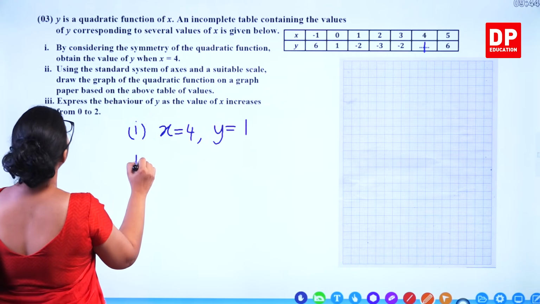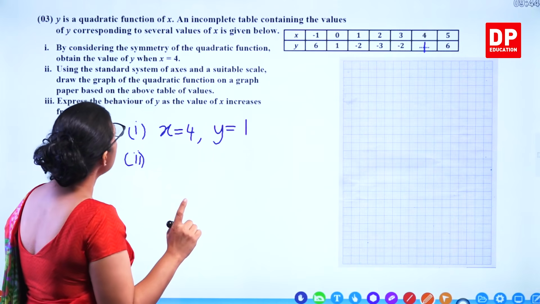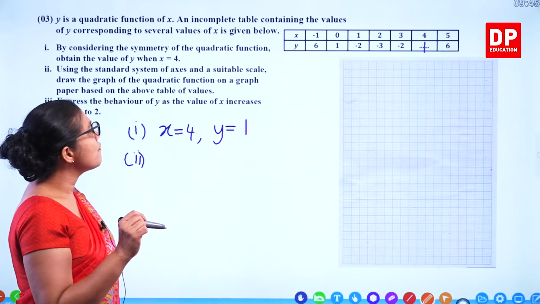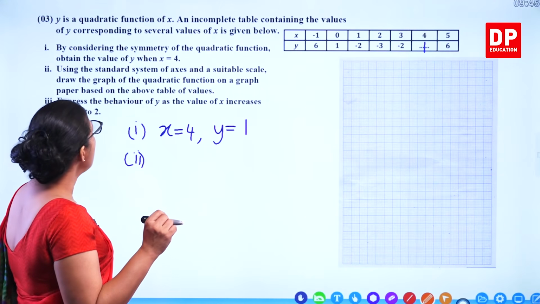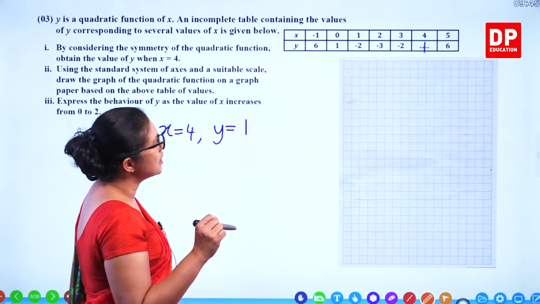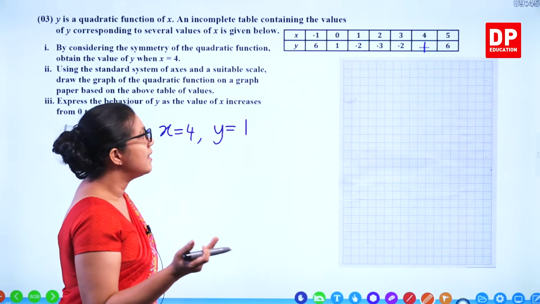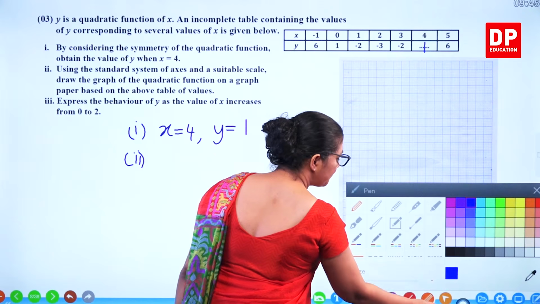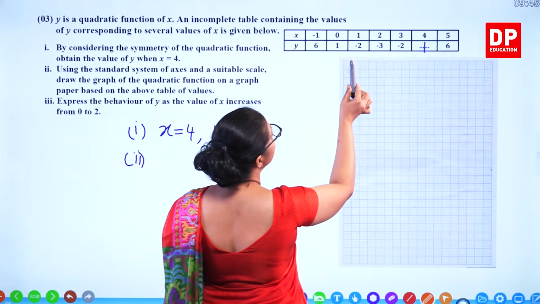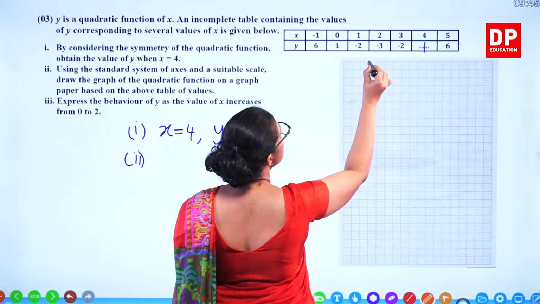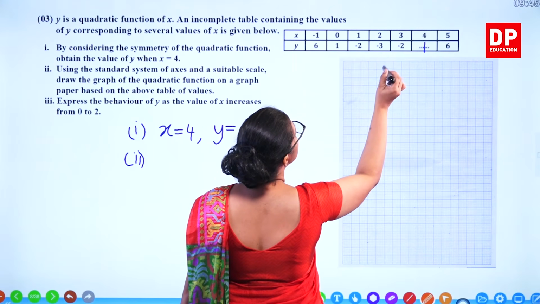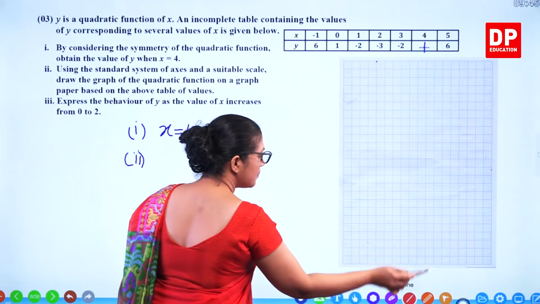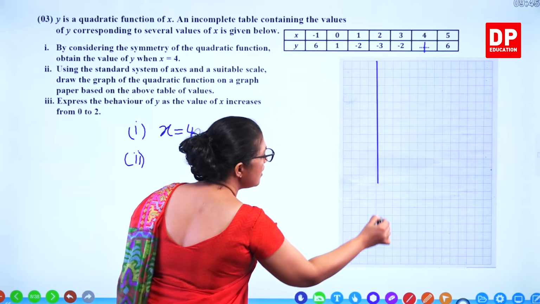And part 2: using the standard system of axes and a suitable scale, draw the graph of the quadratic function on graph paper based on the above table of values. So we need to adjust the scale. So we'll see how we can draw the y-axis first. We need -1, so we can say -1, this is 0. I'll take this one as the y-axis because only -1 is needed.